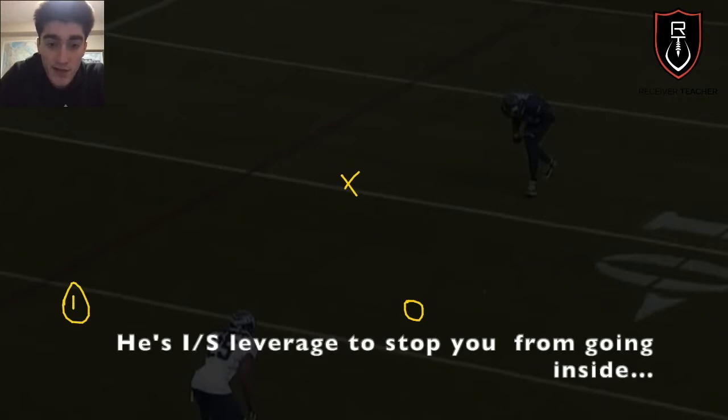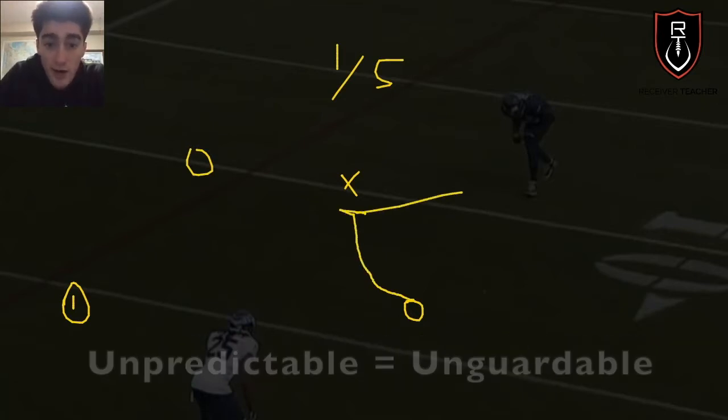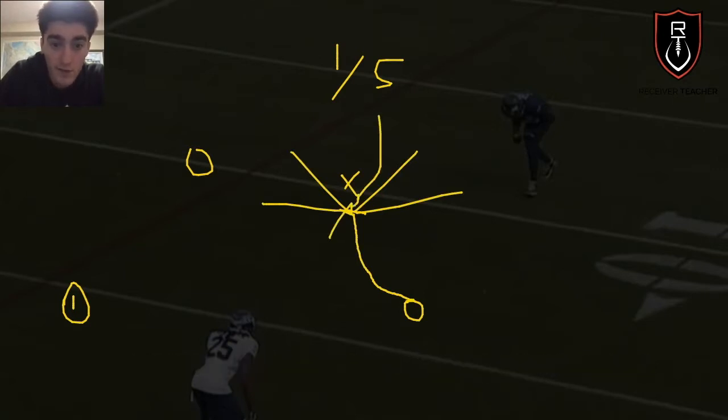So he has inside leverage right here, all right? Inside leverage. And you're trying to get over here. Okay, so right off the ball, you got to get square with them. All right, because when you're right here, you have a two-way go. That means you can go out, you can go in, you can run a post, corner, you can stop, you can run a fade.